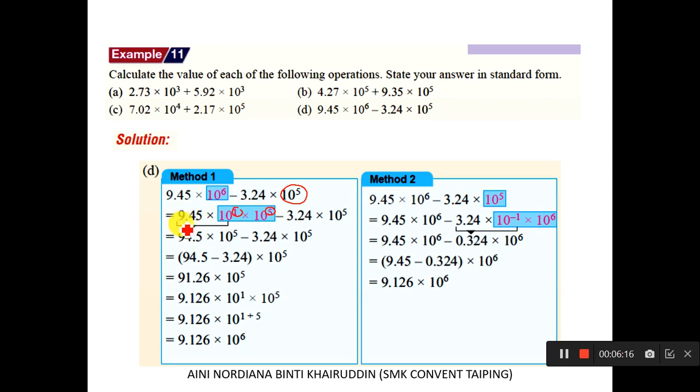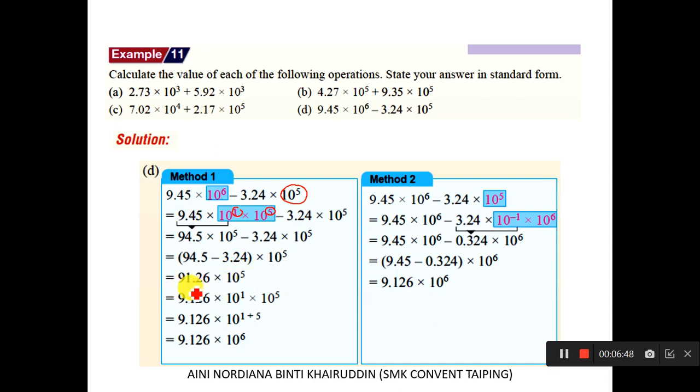So next, 9.45 times 10 to the power of 1 is 94.5 times 10 to the power of 5 minus 3.24 times 10 to the power of 5. Since this is minus, we minus both numbers. So 94.5 minus 3.24 equals 91.26 times 10 to the power of 5.